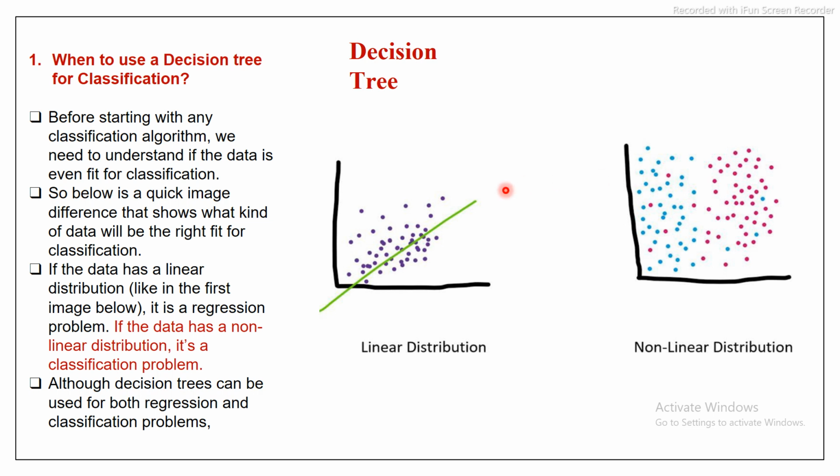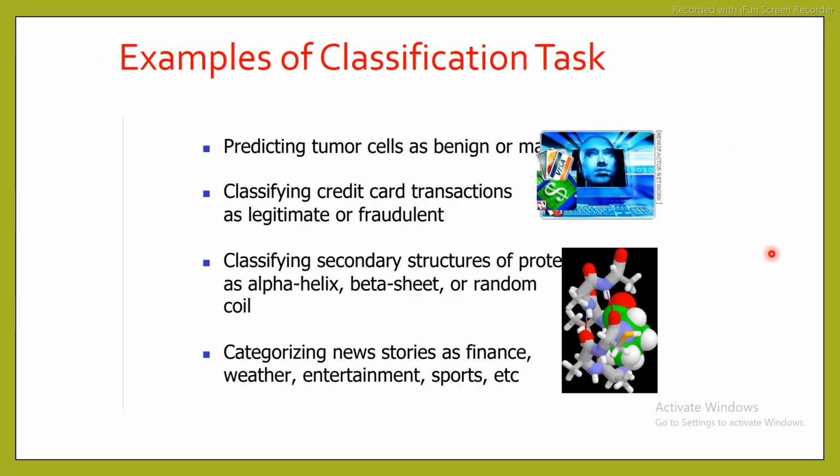Okay, so the linear distribution and non-linear distribution, if I show you these pictures, you can easily understand whether you want to use the regression problem or classification problem. So here the data is linearly distributed. We have only one data points which is colored, right? Here we have two data points, the two class labels, the two targets. That is why it will fall under the classification problem.